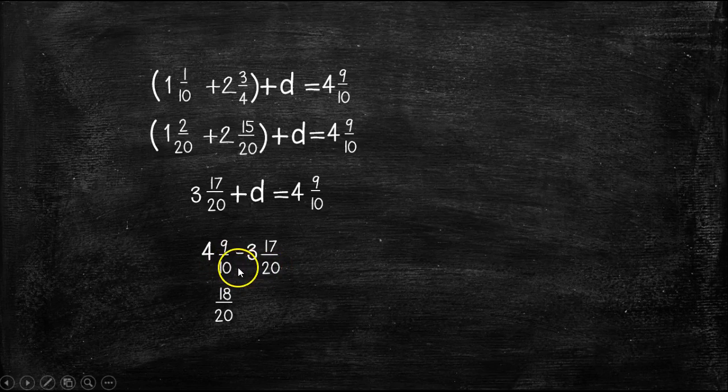Again, we do not have like denominators, so we have to change the 10 to a 20, and we multiplied it by 2, so we're going to multiply the numerator by 2 as well. Bring down our whole numbers, and now we're going to solve. So we know that 4 minus 3 is 1, and 18/20 minus 17/20 is 1/20. So his walk home was 1 1/20 of a mile.